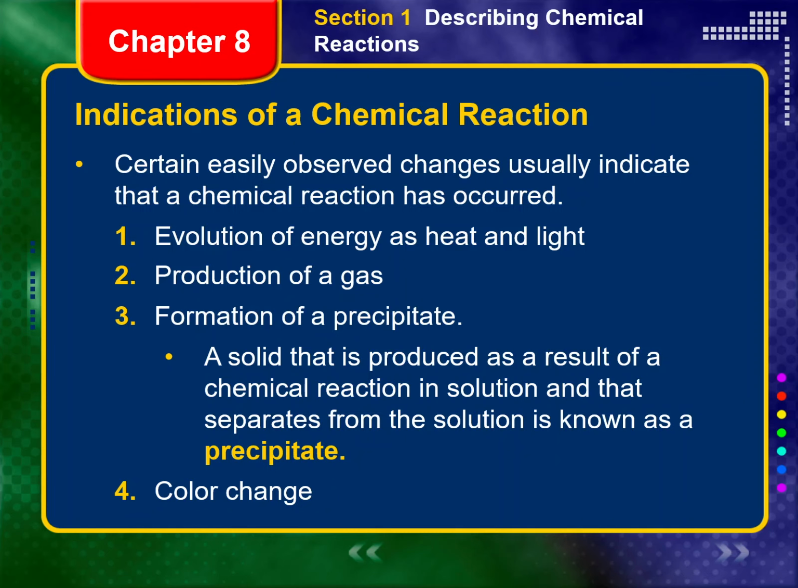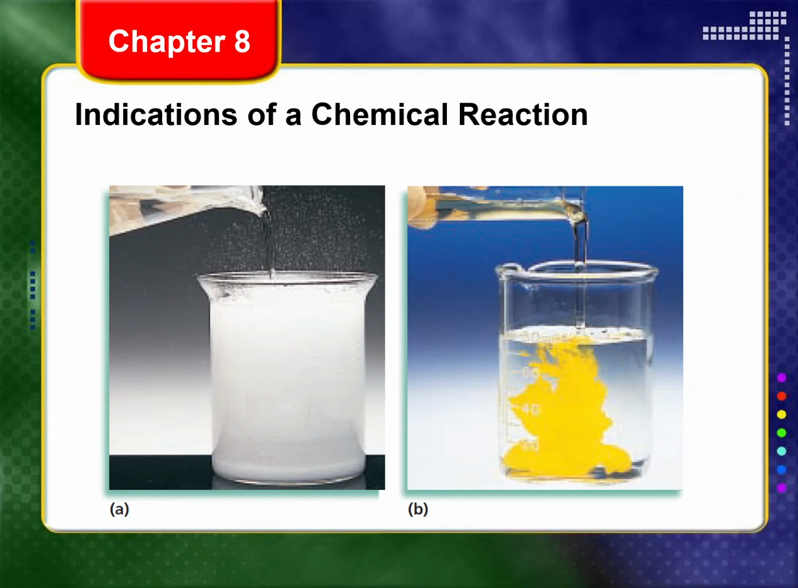Second indicator of a chemical reaction: production of gas. The evolution of gas bubbles when two substances are mixed is often evidence of a chemical reaction. For example, bubbles of carbon dioxide gas form immediately when baking soda is mixed with vinegar in a vigorous reaction that is represented on the screen here in part A on the left side of your screen.